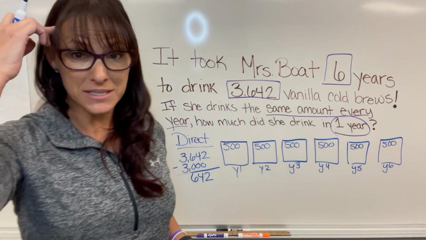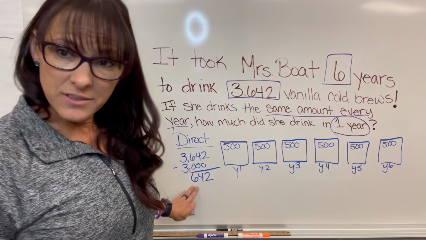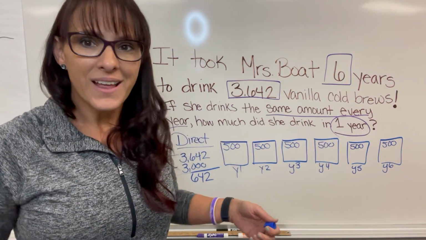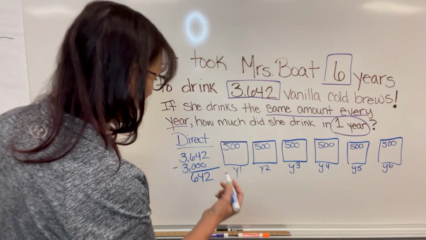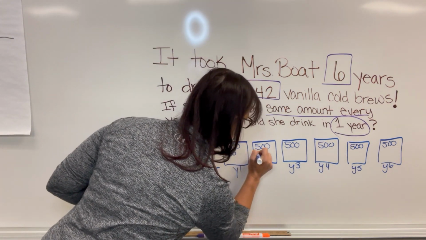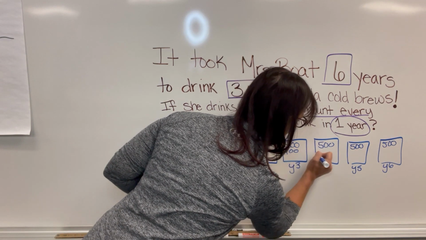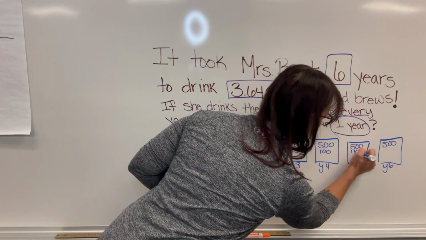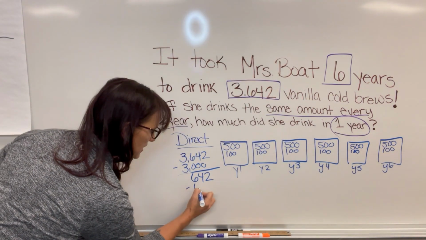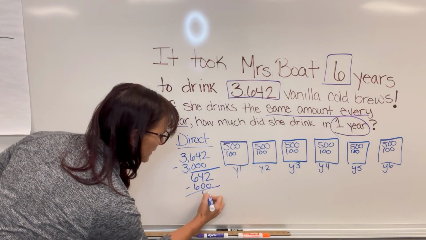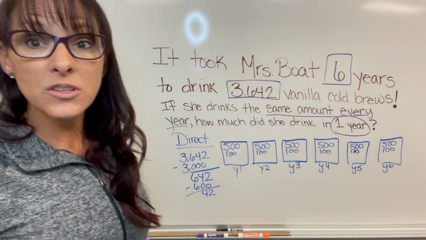Well, now, thanks to myself, I have 600. I have 6 years. I can give each year 100, and that's going to knock out my 600, right? So let's do that. 100, 100, 100, 100 to all of these. And now I can take off my 600. That leaves me with 42.